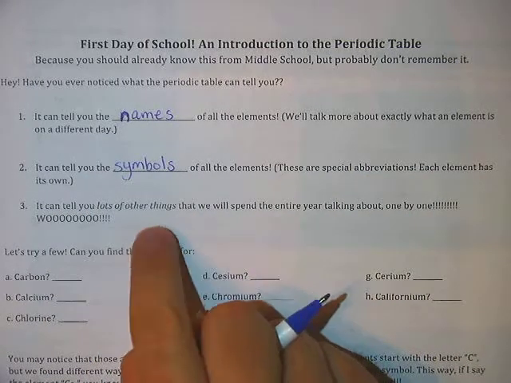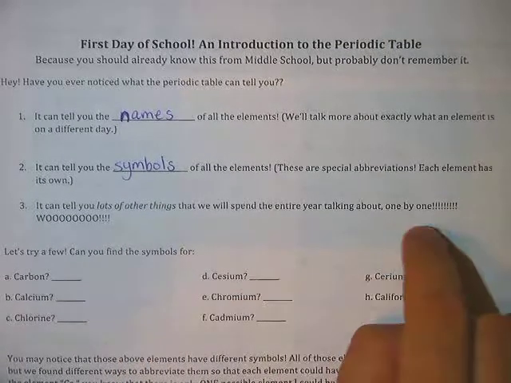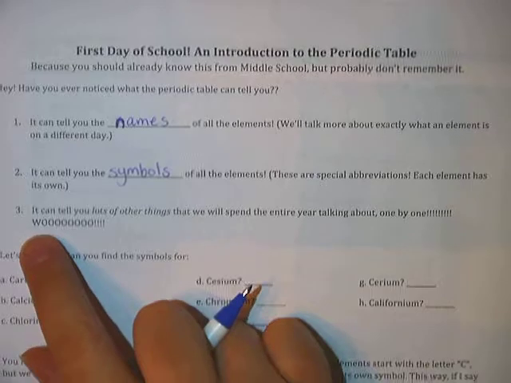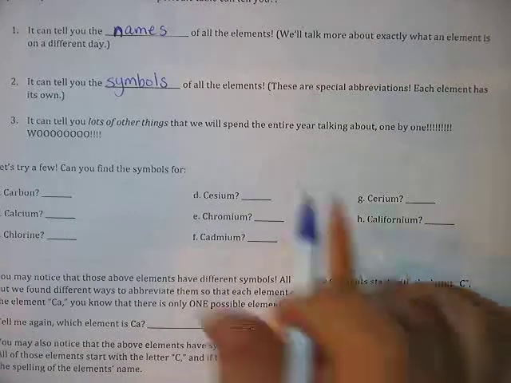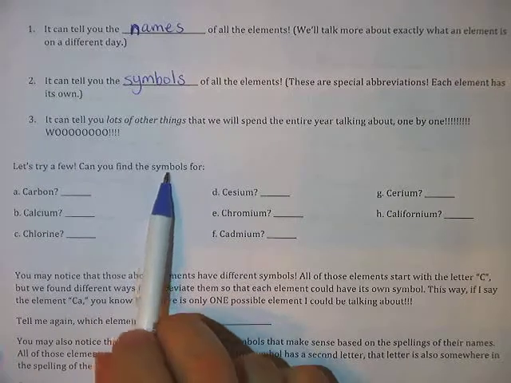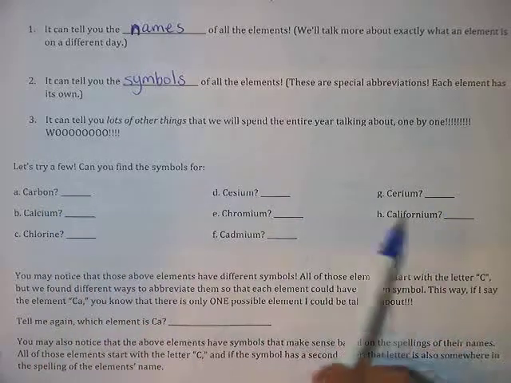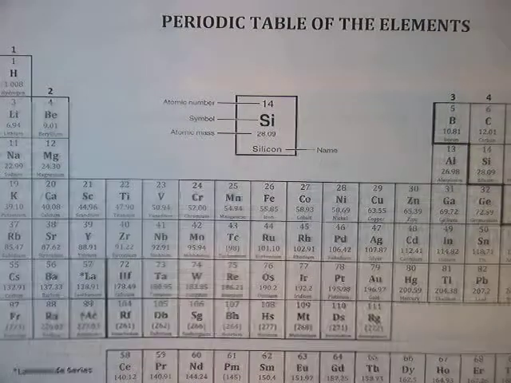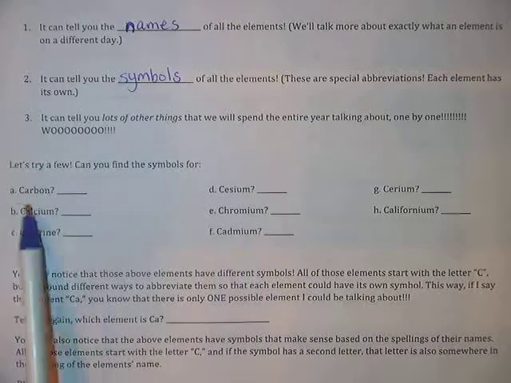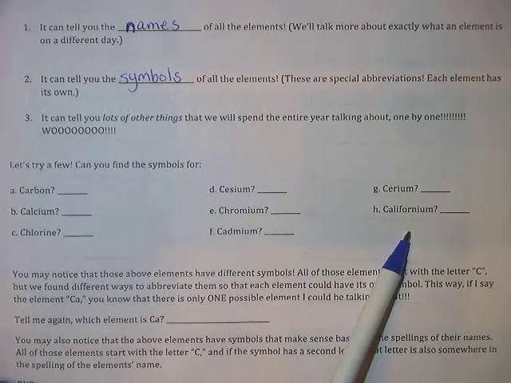The periodic table can also tell you lots of other things that we're going to spend the entire year talking about one by one. Woo! It's very exciting. We're going to try a few. I want you to find the symbols for all of these elements on your periodic table. You'll notice the back cover of your book is a periodic table. So go ahead and find carbon, calcium, chlorine, cesium, chromium, cadmium, cerium, californium.